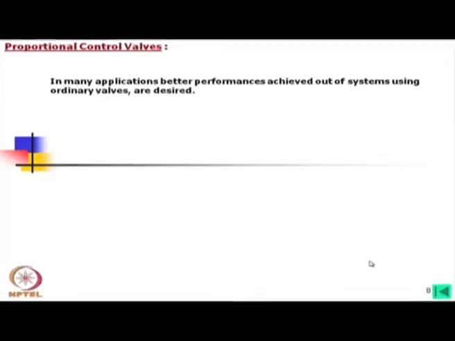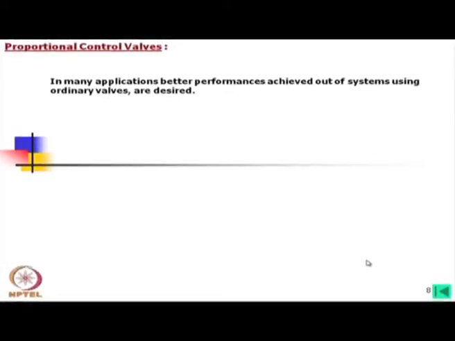Not only that, if you think from the other side, where apparently it is felt that a servo valve could give better performance, but the servo valve is very expensive, there we can use a proportional control valve, and it will give better performance than the ordinary valve, although it may not give what the servo valve can give. Now, how does this proportional control valve work?